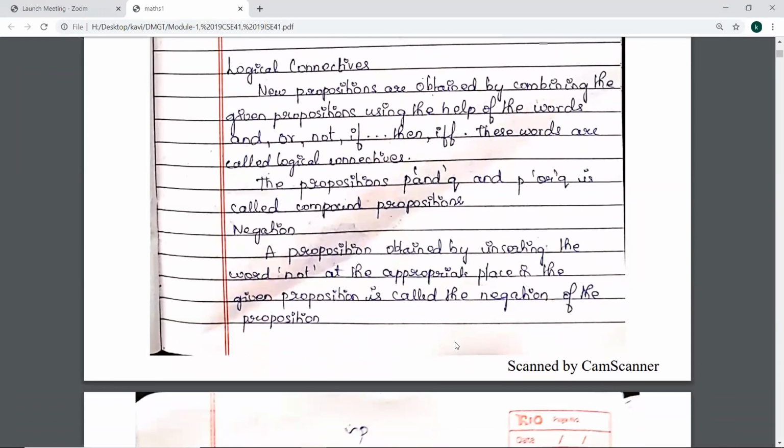Next is logical connectives. Whenever two propositions P and Q are given, we can combine them and form a new proposition using the words and, or, not, if then, if and only if. These words are called logical connectives. Whatever new proposition is obtained using the logical connectives is called a compound proposition.